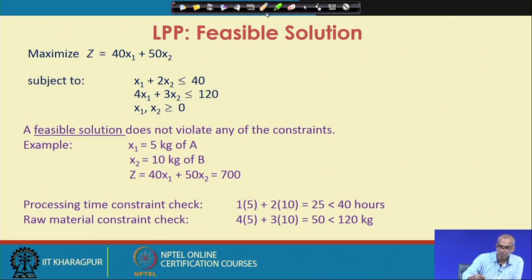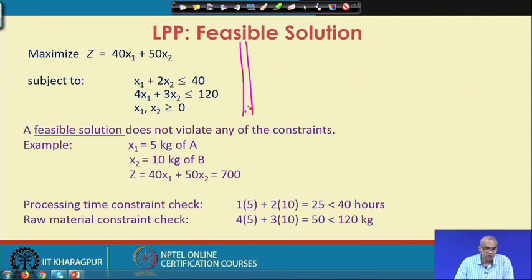So, this part represents the complete formulation. Maximize z equal to 40 x 1 plus 50 x 2, subject to x 1 plus 2 x 2 less or equal to 40, 4 x 1 plus 3 x 2 less or equal to 120, and x 1 is greater or equal to 0, x 2 is greater or equal to 0.